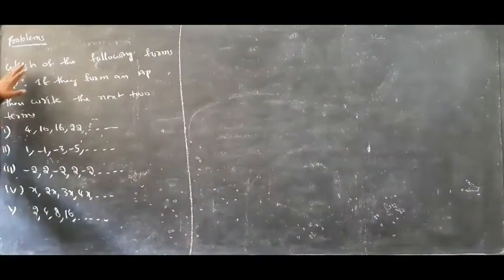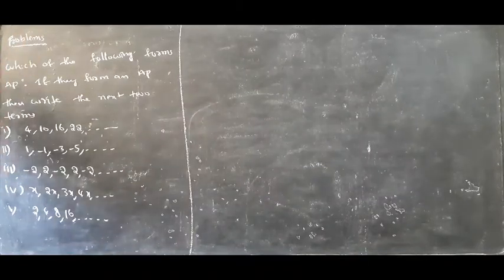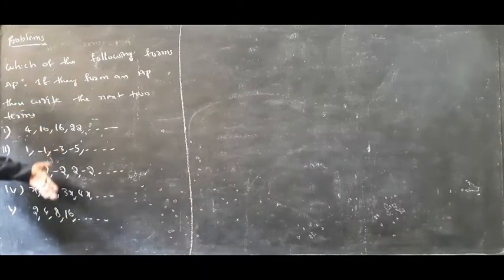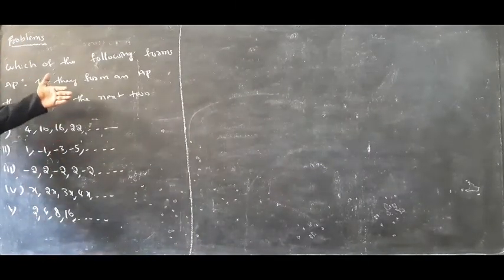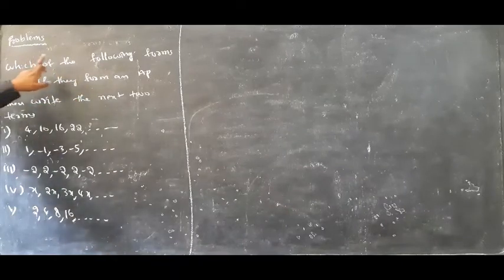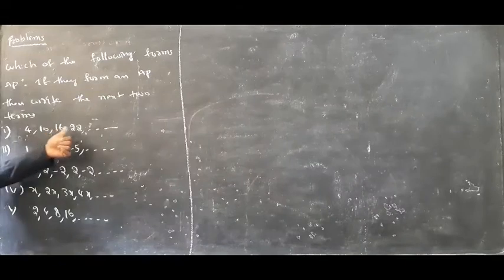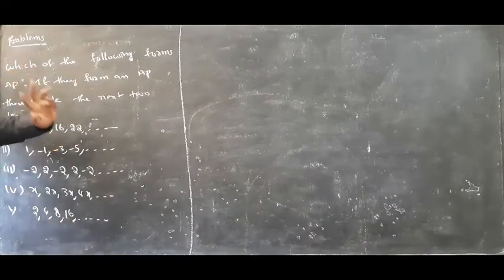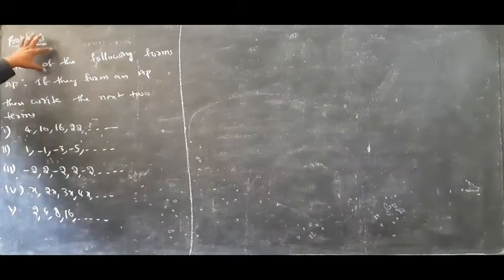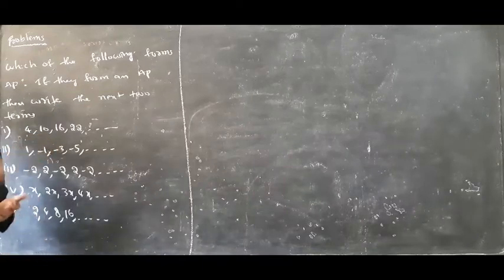What is the question here? Which of the following forms an AP? Here, some sequences are given. From these, which one forms an AP? If they form an AP, you have to find the next two terms. See, 1, 2, 3, 4. Here I know 4 terms. You have to find the fifth term and the sixth term.